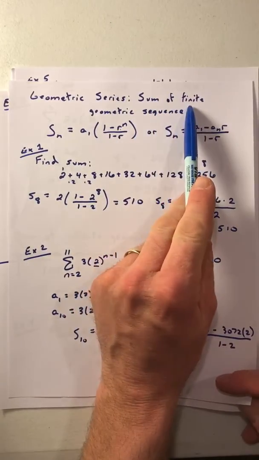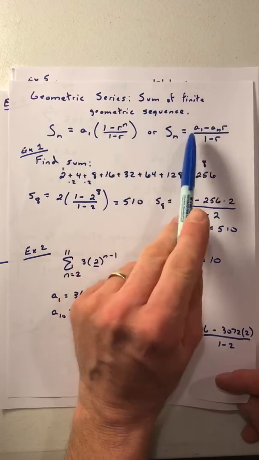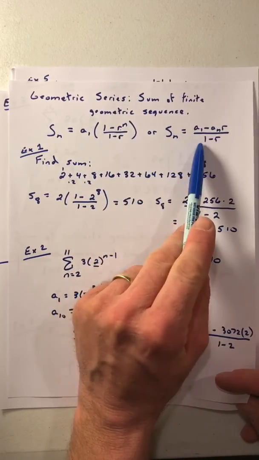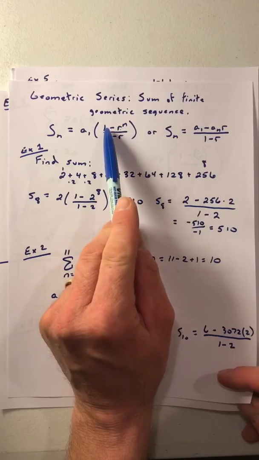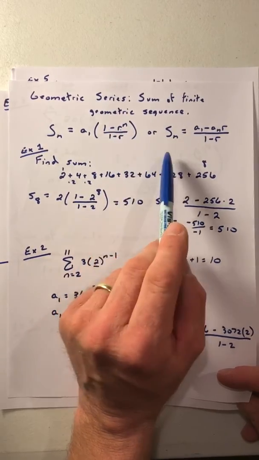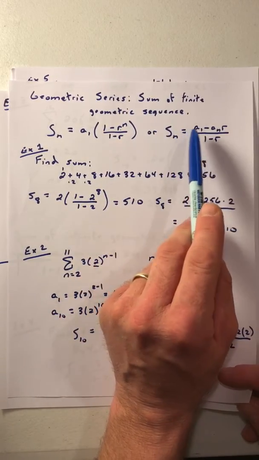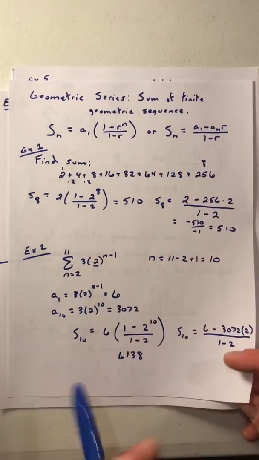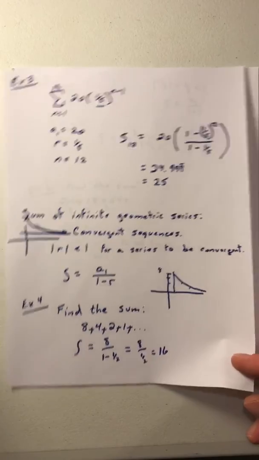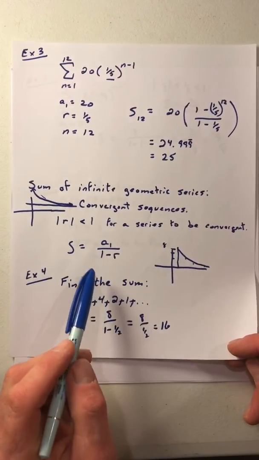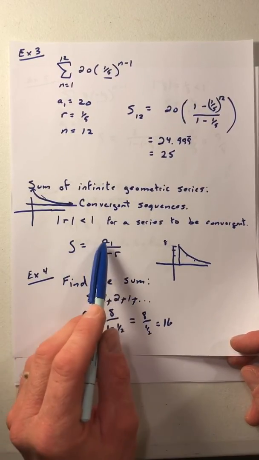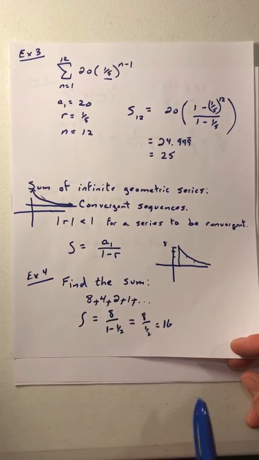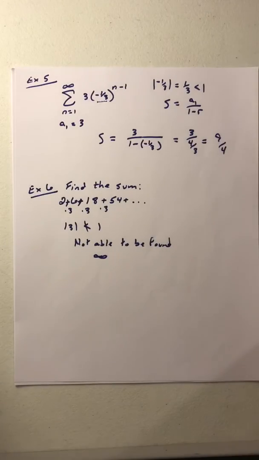The sum of a finite geometric sequence, we have two of them. Doesn't matter which one we use. The first term times 1 minus r to the n over 1 minus r, or a sub 1 minus a sub n times r over 1 minus r, and the infinite geometric series, where the sum is the first term divided by 1 minus r. And that's going to end that lesson.